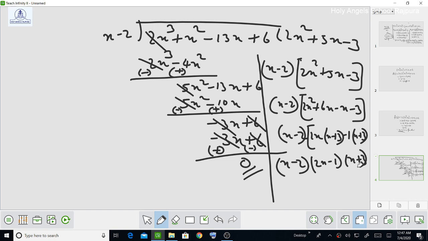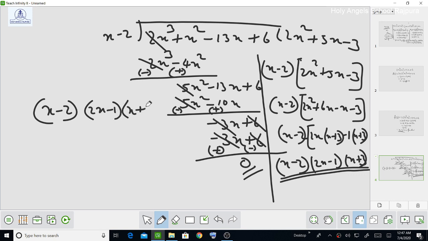There are 3 factors. x minus 2 is the first factor, 2x minus 1 is the second factor, x plus 3 is the third factor. And it has to be written in the product form without any comma. That is, the final answer for this question is x minus 2 into 2x minus 1 into x plus 3.